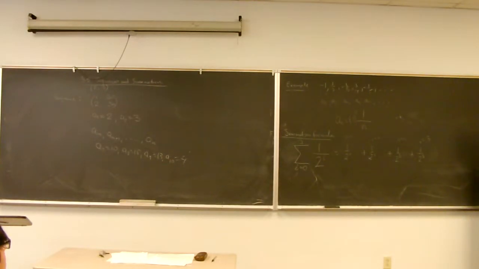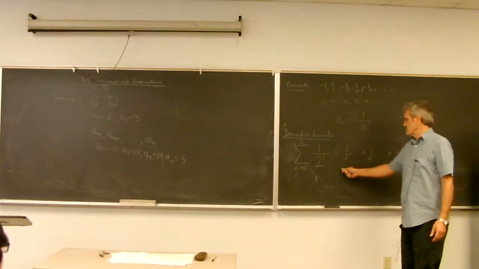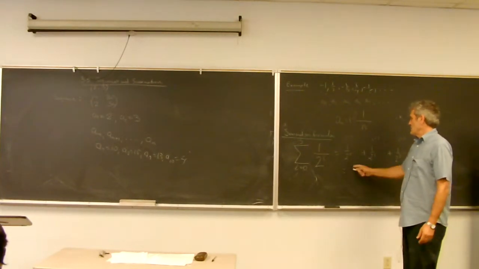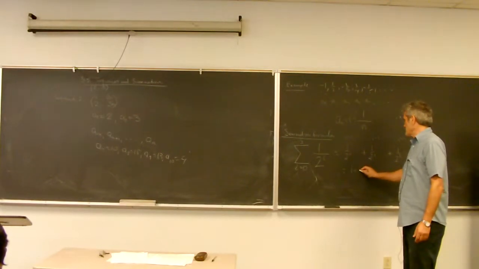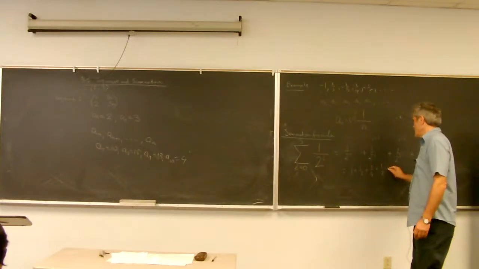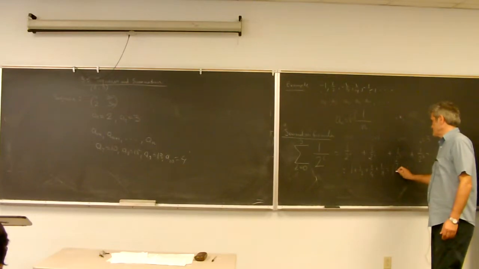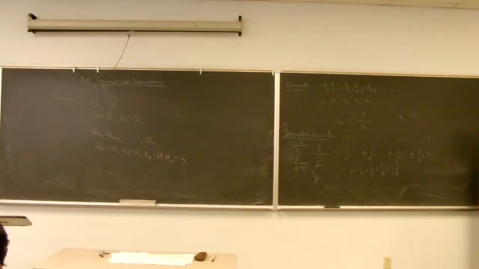So what do we get at the end? Whatever that is, that would be, 2 to the 0 is 1, so it's 1 plus 1/2 plus 1/4 plus 1/8. How much is this? 1 and 7/8. True. Very good.